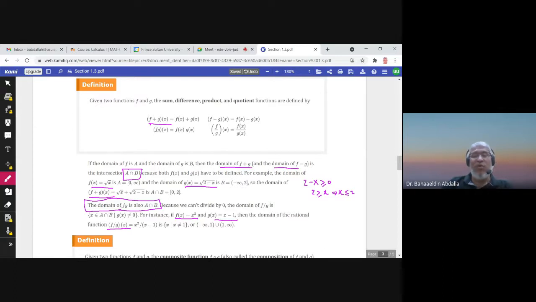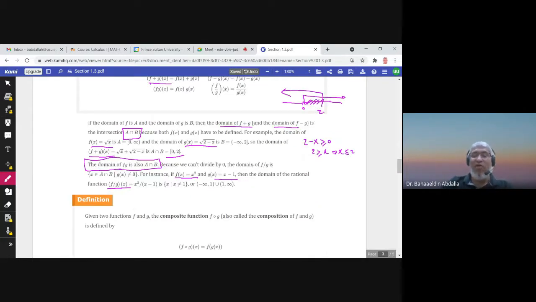Now, what would be the domain of f plus g? It would be the intersection between these two. Okay, how to find the intersection? I have 0 and 2. The domain of f is from 0 to infinity. The domain of g is from negative infinity to 2. So where is the intersection? It is between 0 and 2. So this would be the domain of f plus g, f minus g, and f times g.